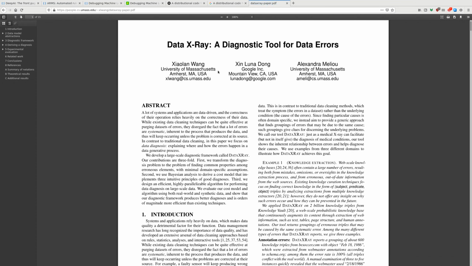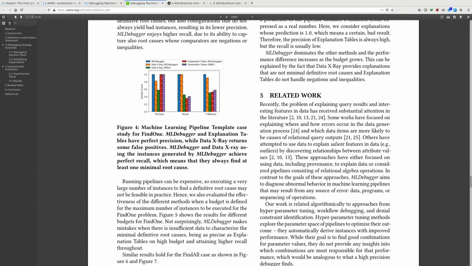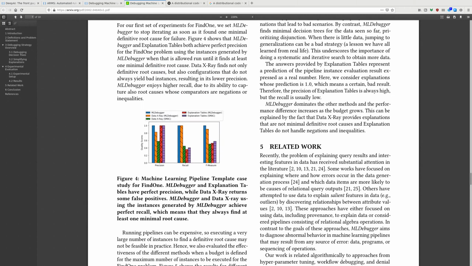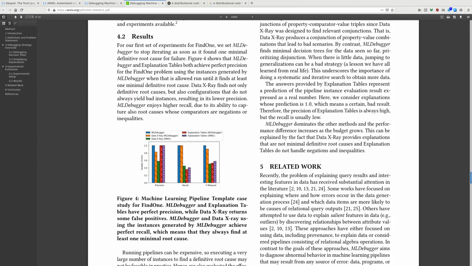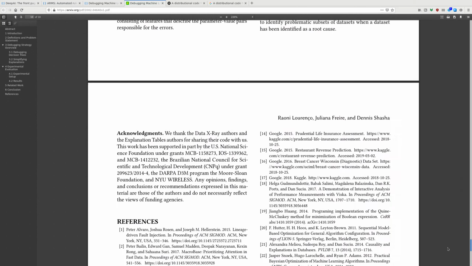So that one was from Google, Massachusetts, Wang, Dong, Meliou. Okay, so if you look at this, ML debugger is doing quite well on the top, similar to explanation tables for precision, but for recall, ML debugger seems to do very well. Related work. Okay, I think that will be it.